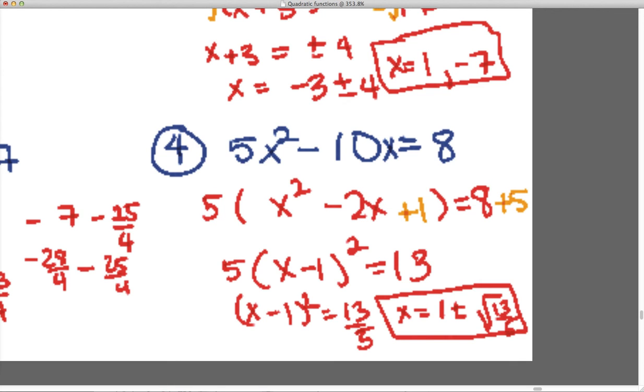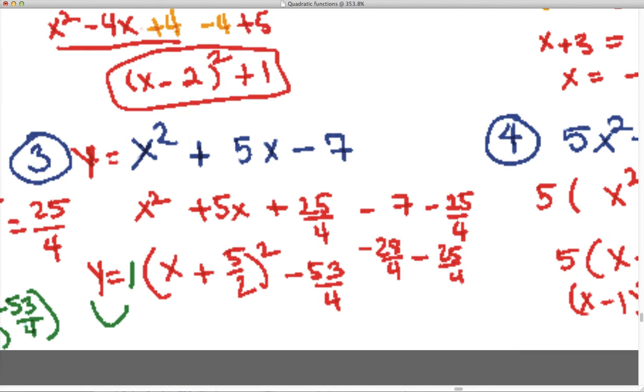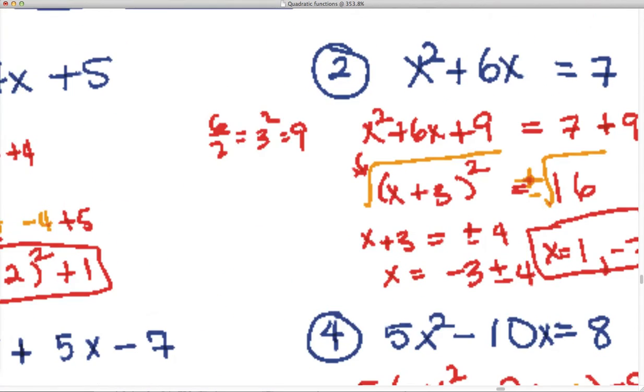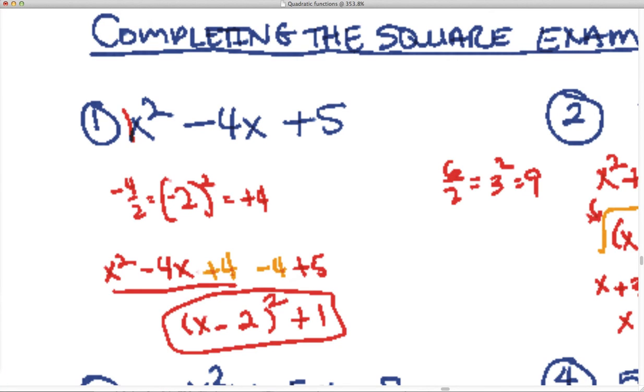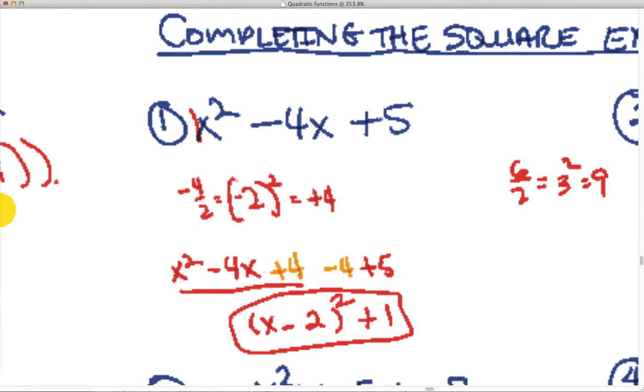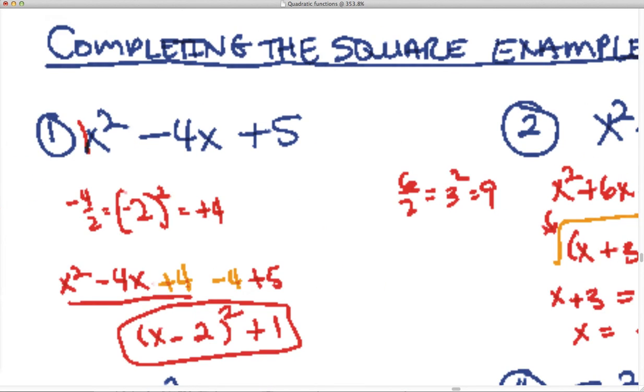All right, so here's some basic examples of completing the square. Don't be afraid of fractions. Just practice a few of these. They'll become pretty second nature if you do 10, 15, 20, however many it takes for you to get the hang of it, okay?